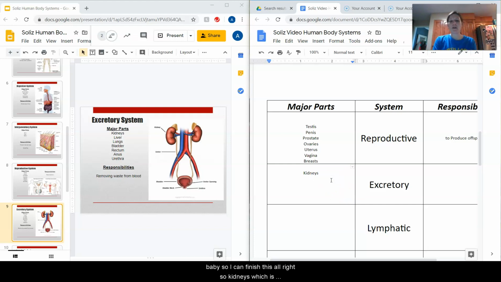Kidneys, which is what's going to filter the water, liver, lungs. Okay, so how are the lungs part of the excretory system? Well, what are you excreting out of your lungs? What's exiting is carbon dioxide. So it is part of the excretory system because you are getting rid of some form of waste, and carbon dioxide is a waste.